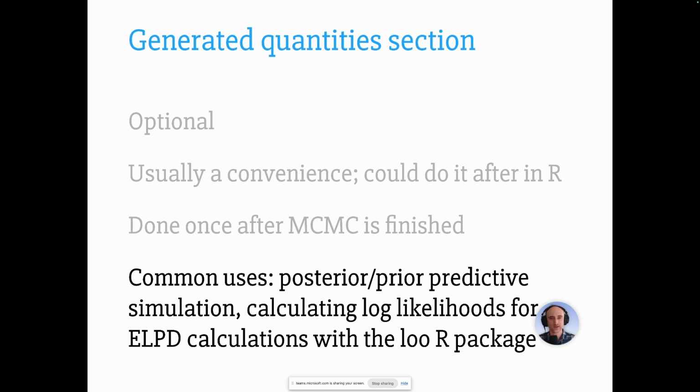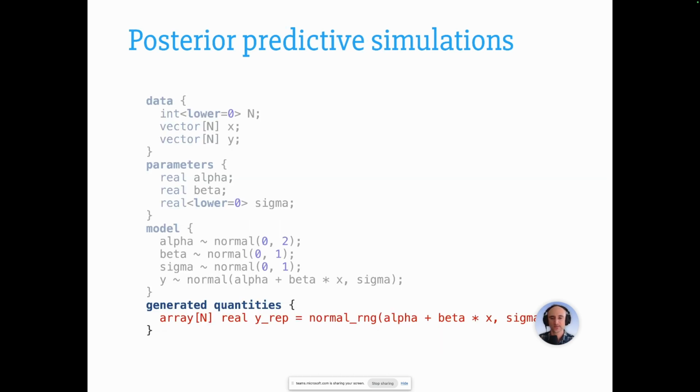Mostly doing things in the generated quantities section is a convenience because you already have the parameters and data set up in a structure where it's easy just to write this section, versus having to do all the data processing yourself again in the output. We'll see how that gets more complicated if you do it in R yourself.